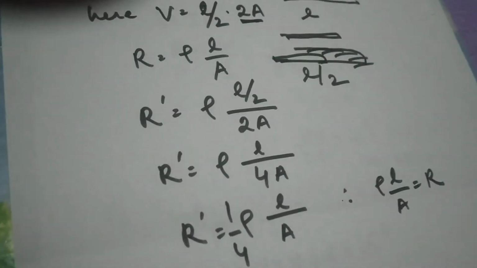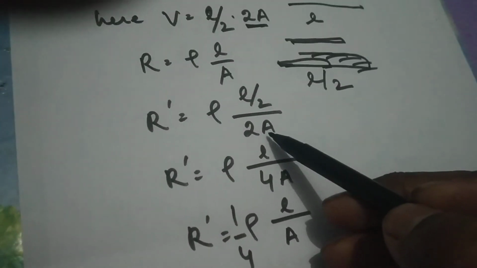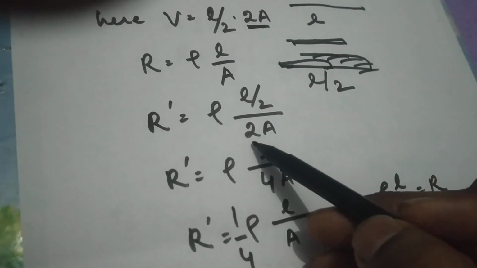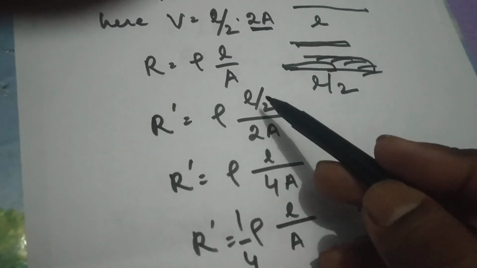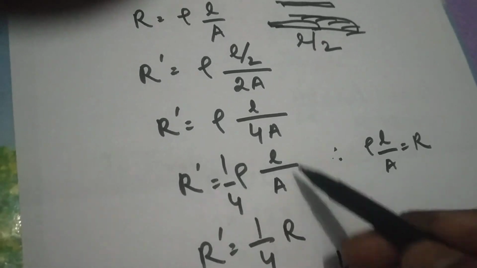So now come to the new resistance. R dash is equal to rho L upon A. So instead of L, what have we put? L by 2. In the area, we have put 2A. So 2 goes down, you get a 4. And you get 1 upon 4 rho L upon A.